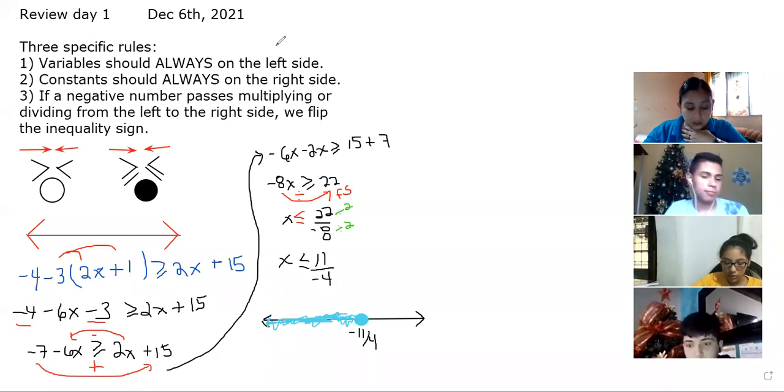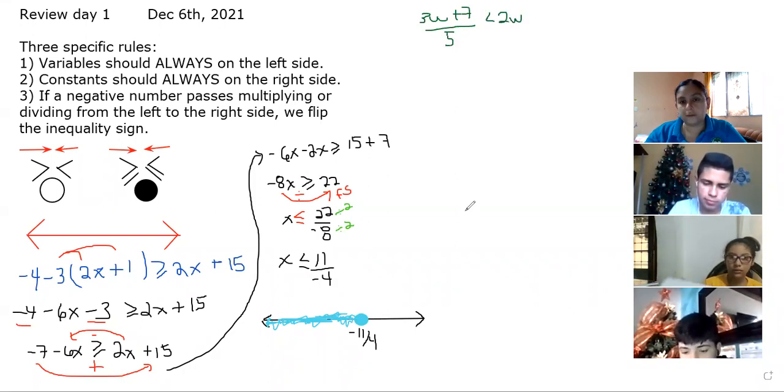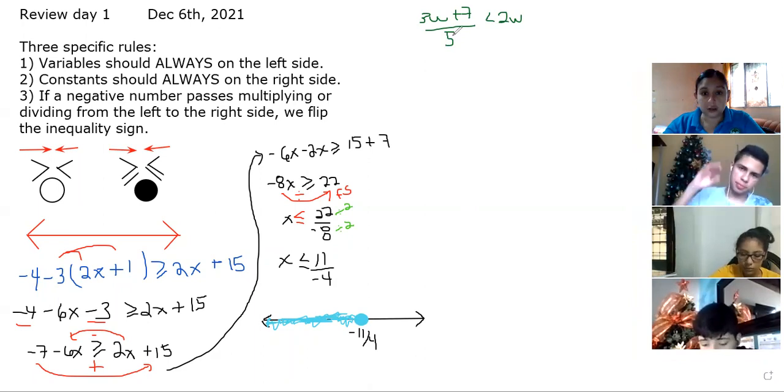No questions. Okay, let's go with the second exercise. 3w plus 7 over 5 is less than 2w. Okay, this exercise is a little bit different. Why? Because we have a fraction that has a variable expression as a numerator. 3w plus 7 is the whole numerator.